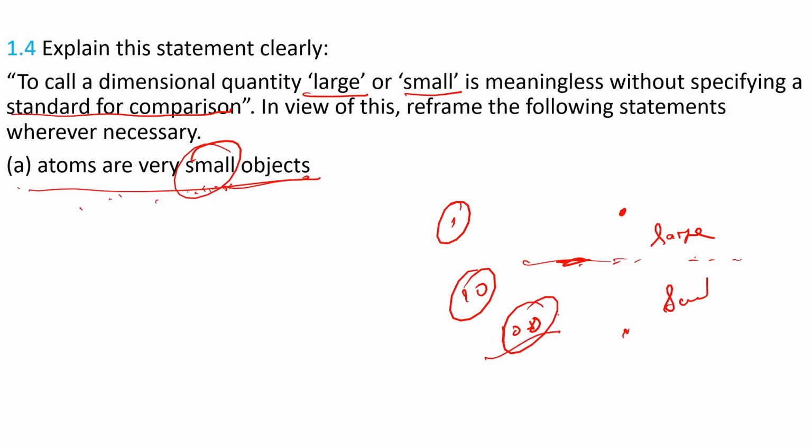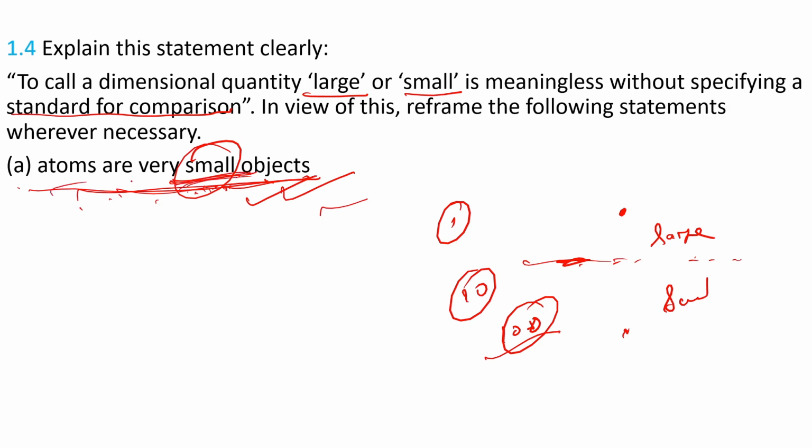So we can reframe this sentence as atoms are very small as compared to that of a basketball. Atoms are very small as compared to that of a cricket ball. Atoms are very small as compared to maybe the ball of a ballpoint pen. So it can be stated in multiple ways. All we have to do is find a reference over which we can compare the smallness of the atom.